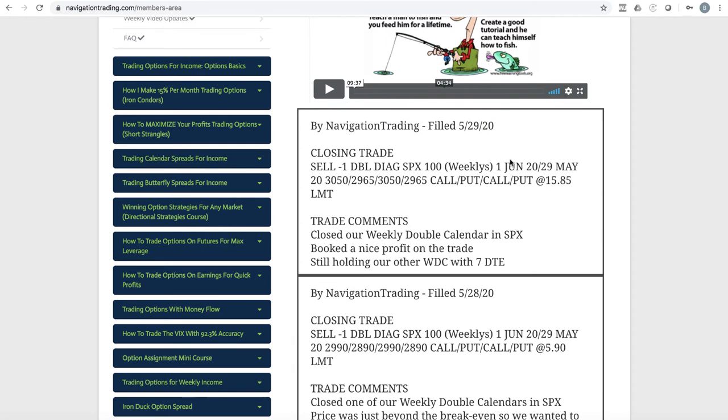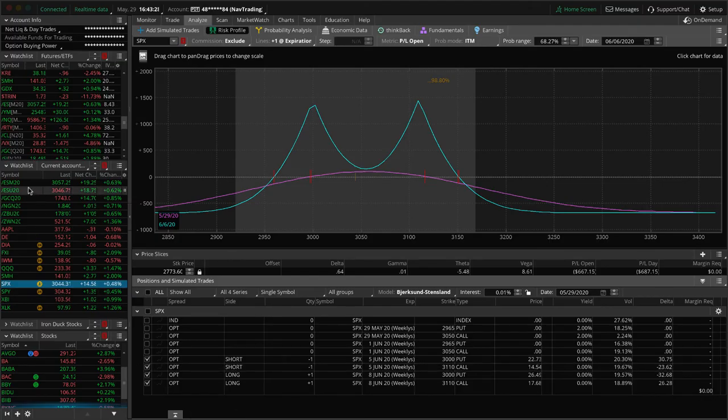Lastly, closing trade in SPX. That was our second one. So this was the one on Thursday, and then this is the one we closed today on Friday. Booked a nice profit, $655 on this one, and a small loser on the one we closed Thursday. So overall, it continues to be profitable. Those are all the alerts. Let's take a look at some of the other positions.